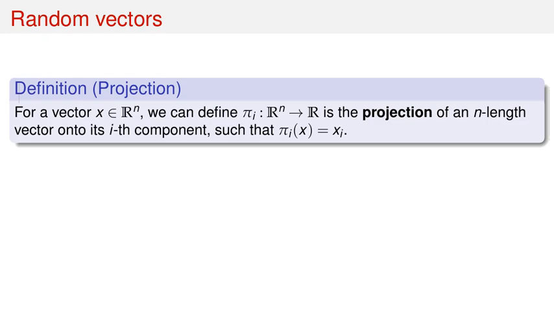Let's start with a basic concept, projection. For any vector x in R to the n, that is n-dimensional real space, we can define a projection function P sub I which maps from R to the n to R. This function simply gives us the ith component of the vector x. So P sub I of x equals x sub I.